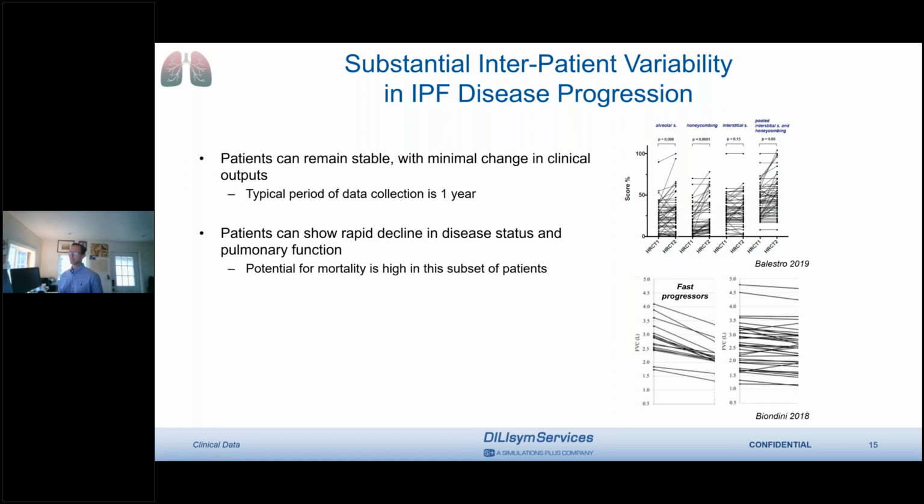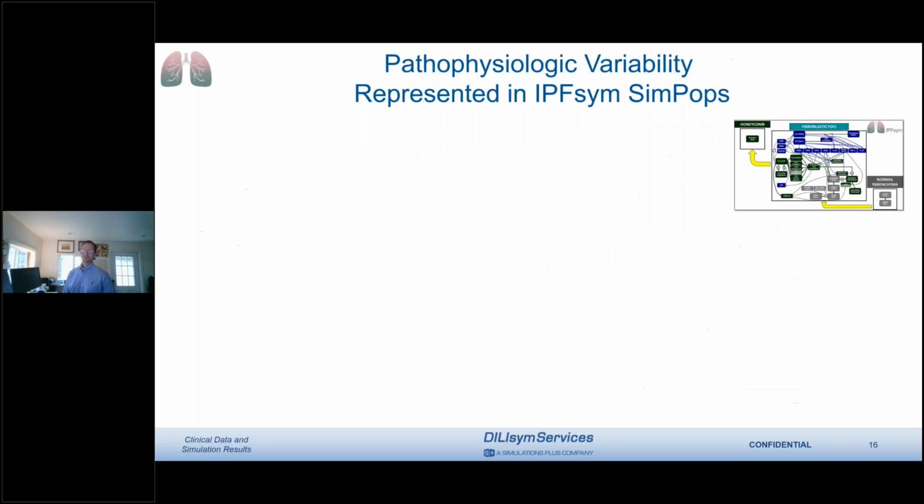So you really do have some patients with rapid versus slow decline, and the same thing as you look at some of the HRCT data, you'll see an expansion dramatically in the honeycombing zone versus other patients where it holds pretty steady over the course of a year. But so then coming back to our ability to recapitulate this disease, to represent this disease mathematically, we need to capture this disease variability. And this comes back to some of those methodologies, the QSP methodologies, where we develop what we call simulated populations, or SimPops.